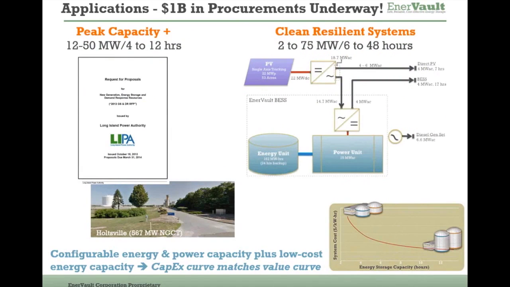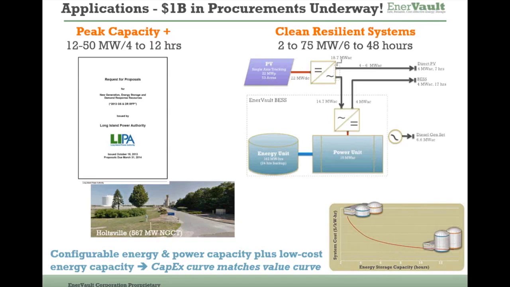Our application focus can be highlighted in two main areas. One we call peak capacity plus, and an illustration of this is the recent Long Island Power Authority's gas energy storage and demand response RFP. That was earlier this year, where they were looking for 150 megawatts of power capability that could be sustained for 12 hours from an energy storage system. These are large systems, 12 to 50 megawatts in power capacity size, not only there for peak capacity and as a local generation resource, but also to provide black start value, T&D deferral, and other benefits you get with a longer duration energy storage system.